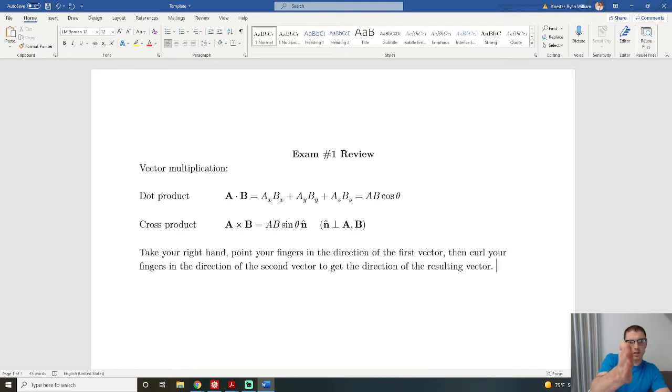Let me try this again. I'm pointing my fingers towards A. I curl them now towards B. Maybe B points like that. Your thumb tells you the direction of the result, right? So the idea is that it gives you a vector that's perpendicular to the two vectors you started with. It's perpendicular to each of them. Do we feel good about this, or would more details be helpful?